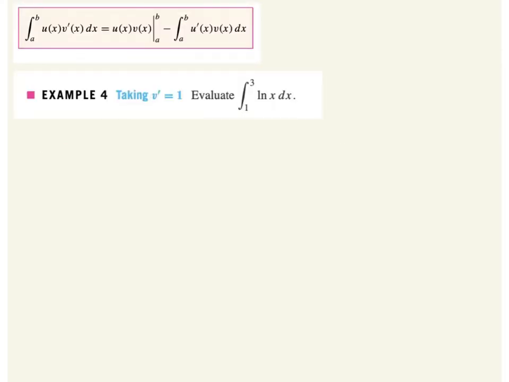Okay, a few more examples in this section. So now we're looking at one that is a definite integral. Like, what do we do with those limits of integration? They still have to go to the u and the v portion of the integration by parts rule, as well as the u prime v portion of it. Okay. So this example is in ln x. They're telling us to use 1 as our v prime, right? It doesn't look like it would be an integration by parts because it's a single term in there.